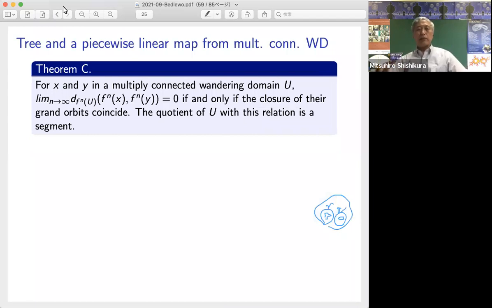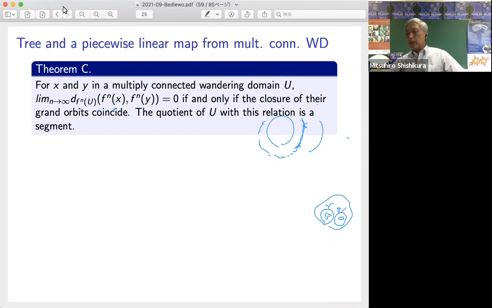If you take the multiply connected domain and look at its image and the orbits of two points, and look at the hyperbolic distance of these two points, they tend to 0 if and only if the closures of these grand orbits coincide. Basically, with a covering map, it's possible that they actually go to the same point. But with a covering map of higher degree, the inverse image gets denser and denser on these leaves. And this is a true picture even in the general case.